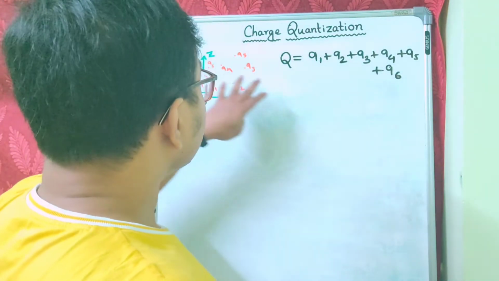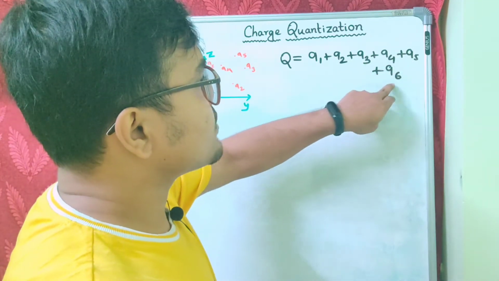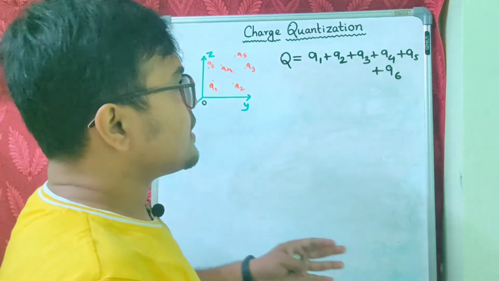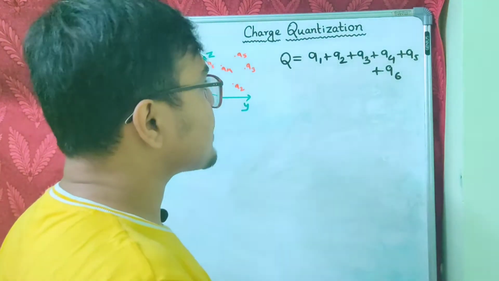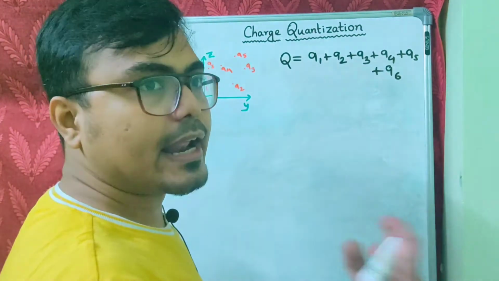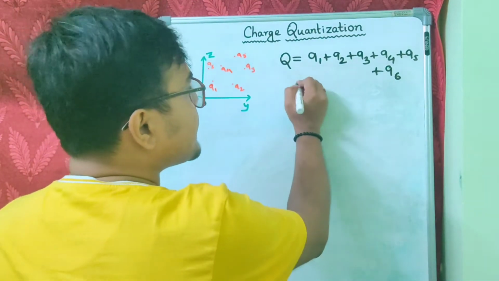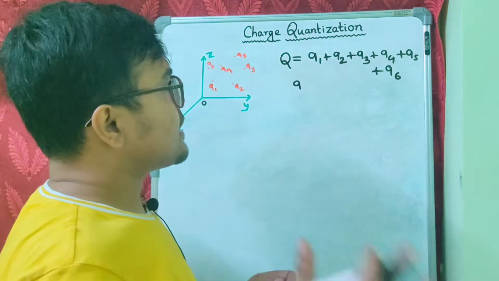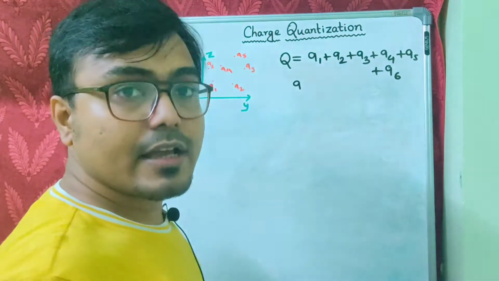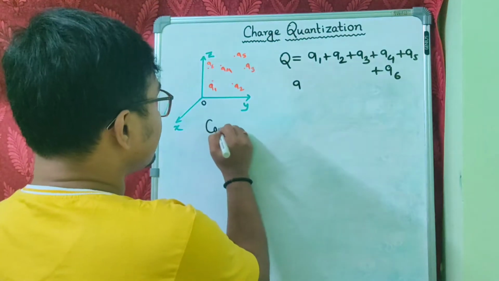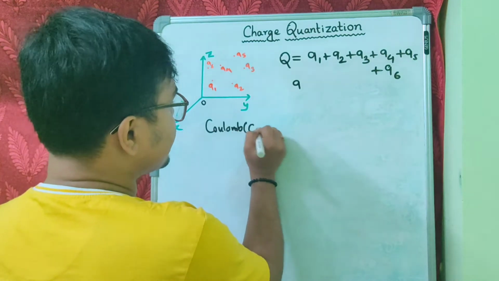Now these charges Q1, Q2, Q3, Q4, Q5, Q6 can be positive, and they can be negative as well. You know that charges are of two types, one is positive and another is negative. The SI unit of charge is Coulomb, C-O-U-L-O-M-B, Coulomb, which we write with a capital C.